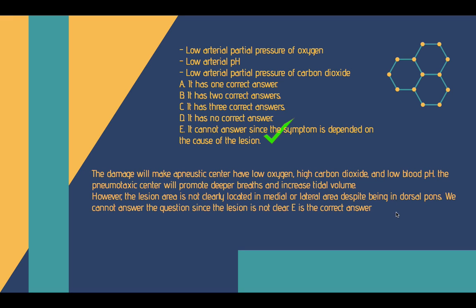So the damage of the apneustic center makes low oxygen, high carbon dioxide, and low blood pH, and the pneumotaxic center will promote deeper breaths and increase the tidal volume. However, the lesion area is actually not clearly indicated if it's medial or lateral, despite it being in the area of the dorsal pons. So we cannot actually answer the question since we are not sure about the lesion area. So E is the most correct answer because it's dependent on the lesion.